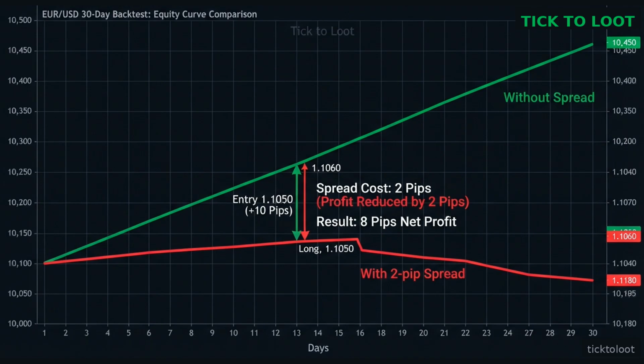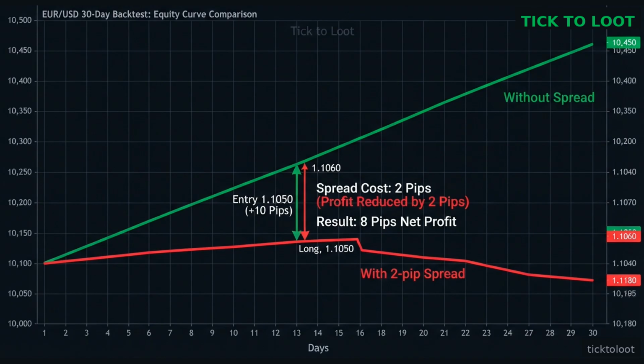When the trade opened, the ask price you paid was 1.1052, not 1.1050. And when you closed, the bid you received was 1.1058, not 1.1060. Those 2 pips of spread cost eat away from the 10-pip gain, leaving you with only 8 pips of net profit. In the backtest chart, you'll see two equity lines.